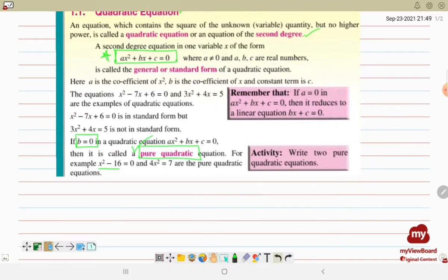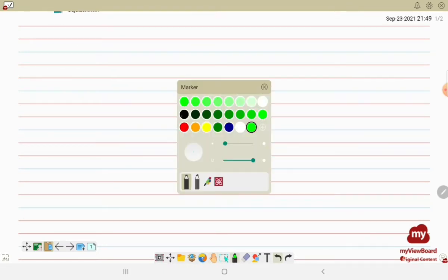Let's solve the exercise in question number 1. Let's solve exercise 1.1, question number 1, first part. The first part is x minus (x plus 7)(x minus 3) equals minus 7. In this question, he has asked us to convert the equation to standard form and then identify the pure quadratic equation.